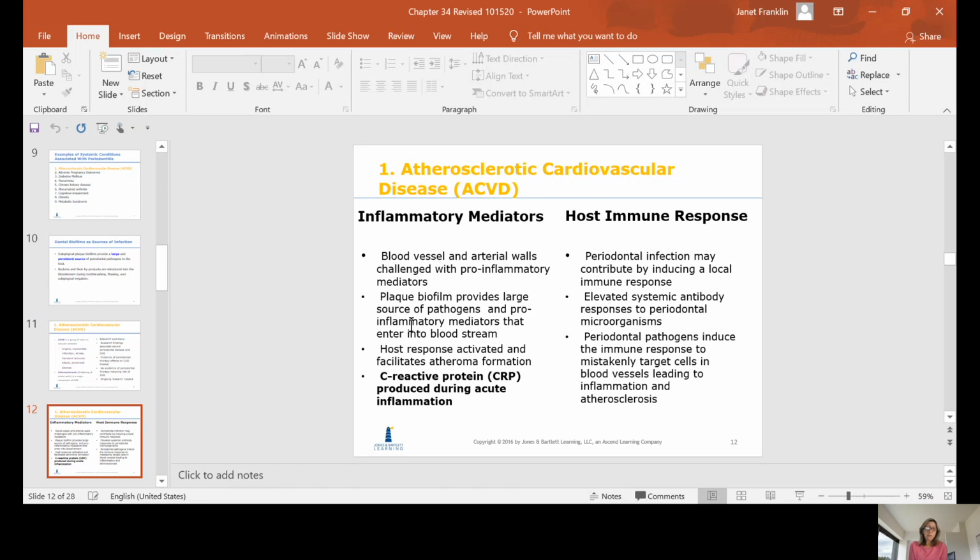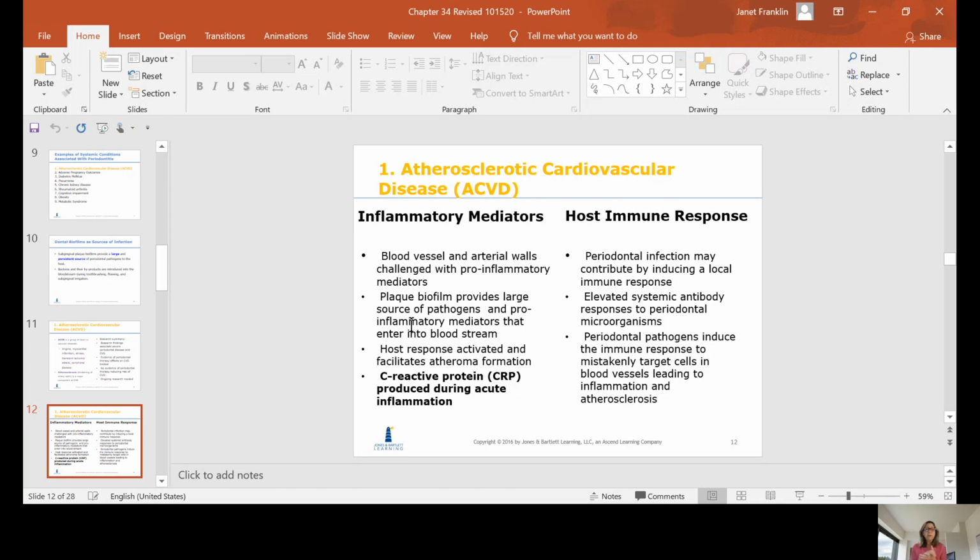Blood vessels and arterial walls are challenged by the inflammatory mediators. Plaque biofilm provides a large source of pathogens and pro-inflammatory mediators that enter into the bloodstream. So you've got plaque biofilm, you're cleaning the patient's teeth, the bacteria from the biofilm enter the bloodstream and trigger an inflammatory response within the blood vessels because the bacteria is now in the bloodstream.